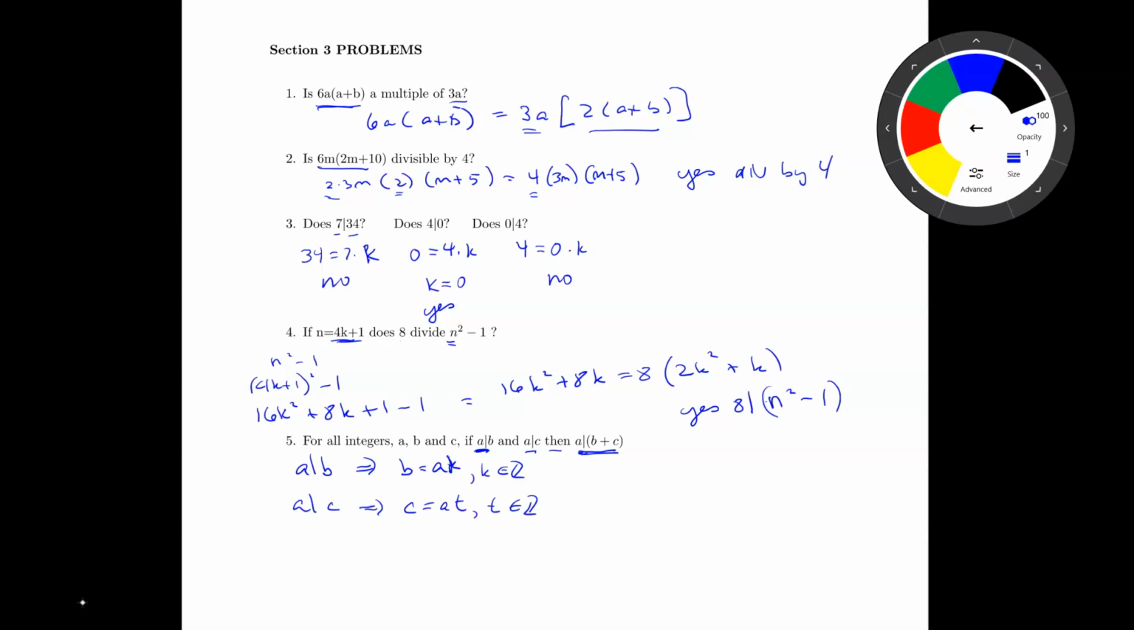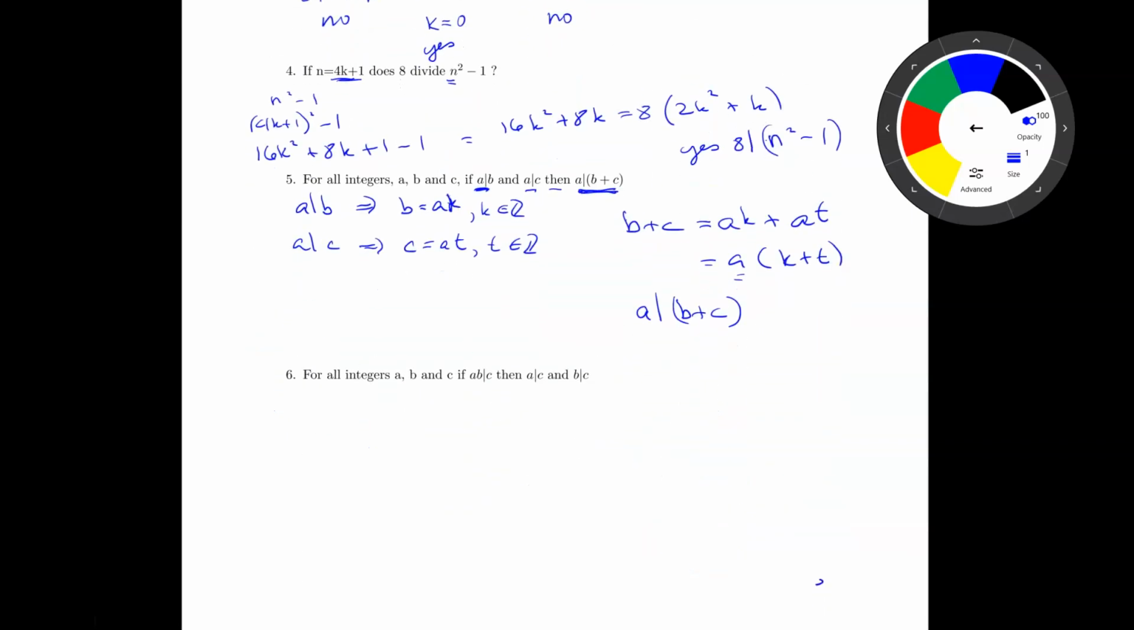Okay, so let's find out what b plus c is equal to, substituting in. b is equal to ak, c is equal to at, and if I factor an a out, what I'm looking to show is that a divides b plus c, and I have it right there. So this shows that a divides b plus c, because I've got it written as a times (k plus t), that is, ak plus at.